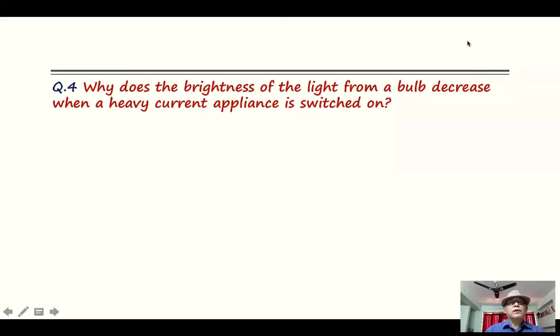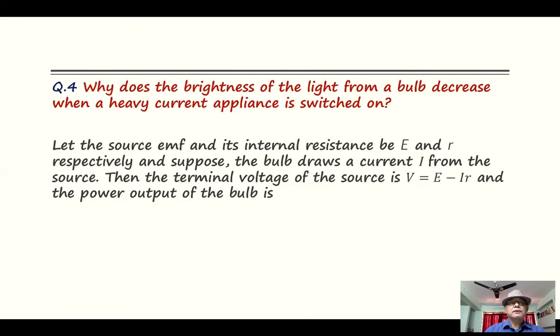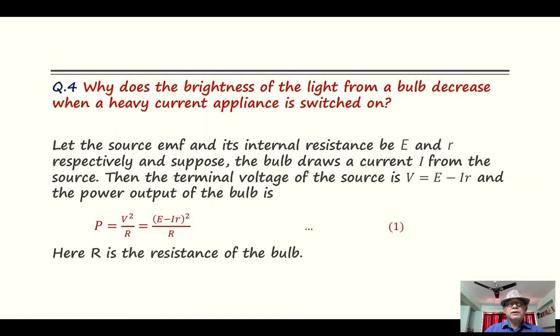Question 4. Why does the brightness of the light from a bulb decrease when a heavy current appliance is switched on? Let the source EMF and its internal resistance be E and small r respectively, and suppose the bulb draws a current I from the source. Then the terminal voltage of the source is V equal to E minus I into small r, and the power output of the bulb is P equal to, as given by equation 1. Here R is the resistance of the bulb.